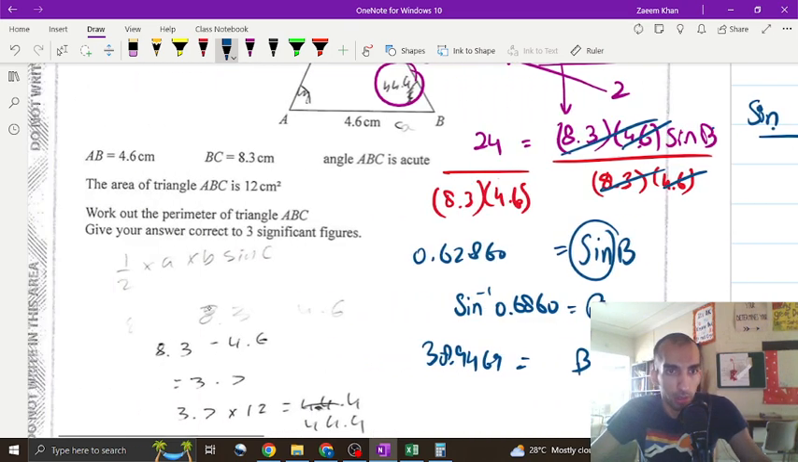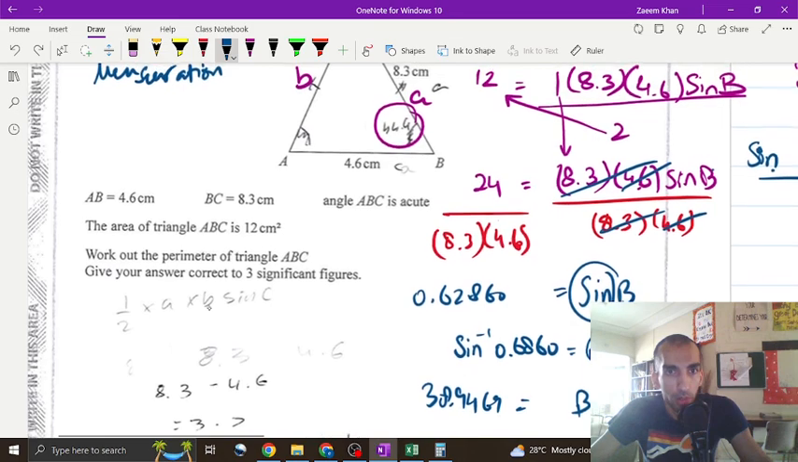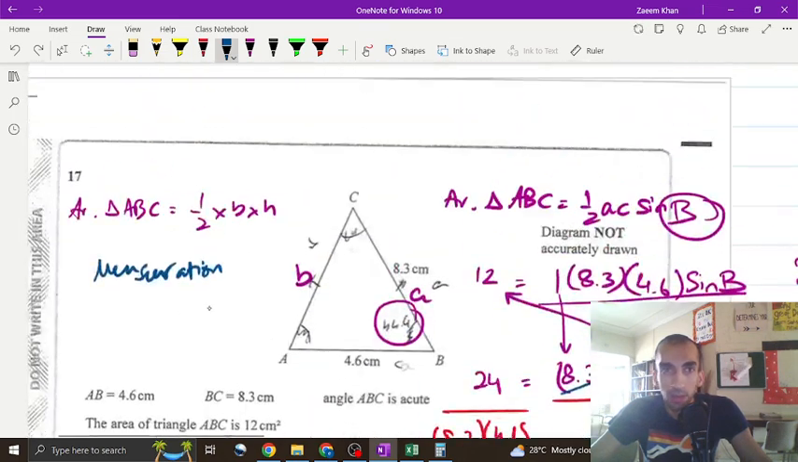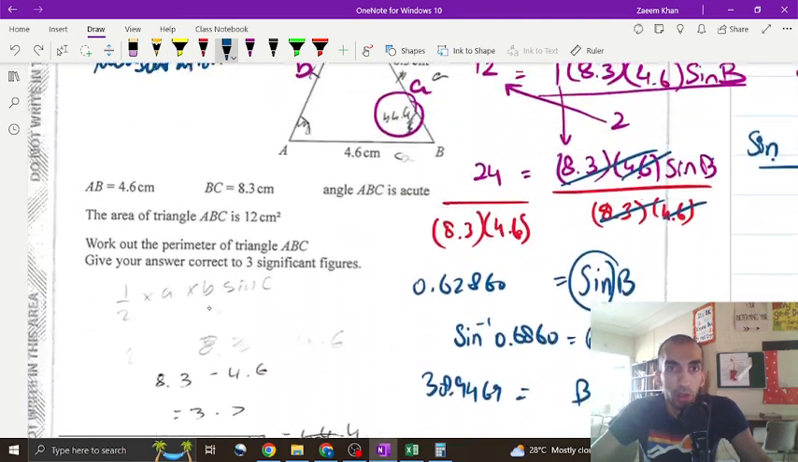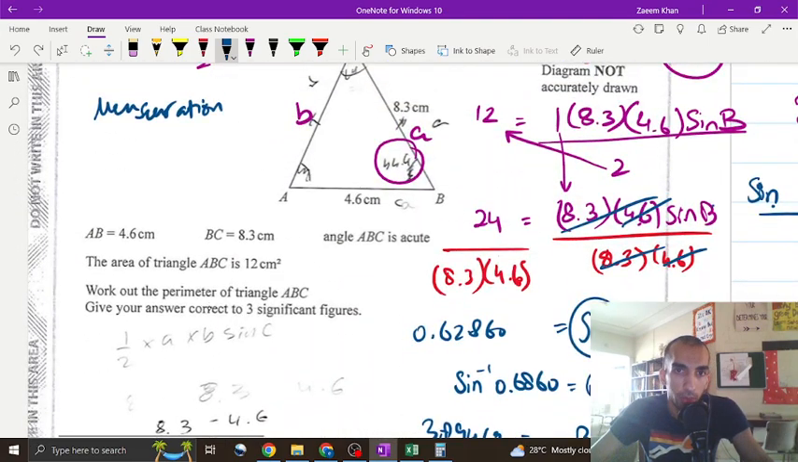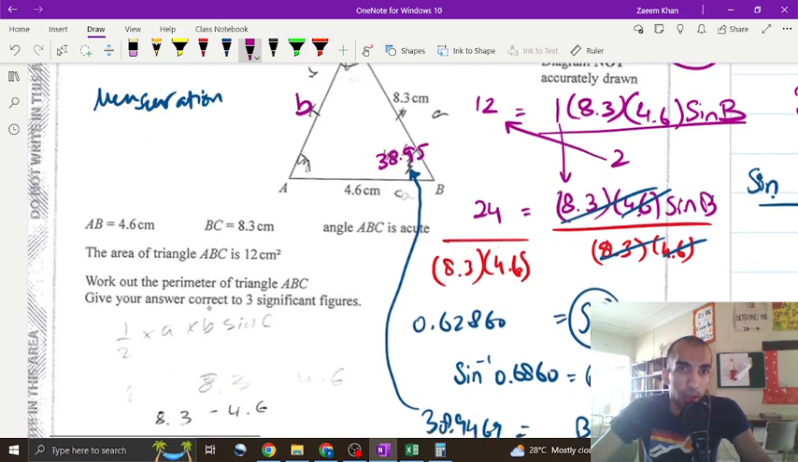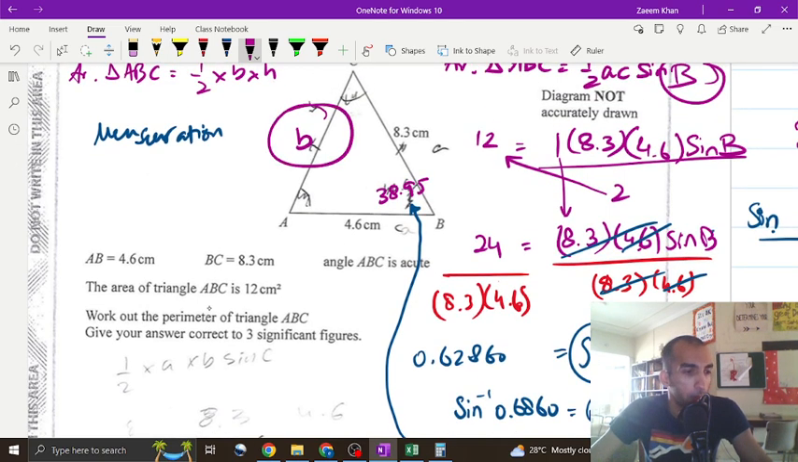What did the question ask us? Wow, we're still a long way from our goal. How many marks is this? 5? No wonder. Now we have the angle, the angle that has been mentioned as 44.4 is actually 38.94, 38.95, let's round it off. Can you help me calculate side B?